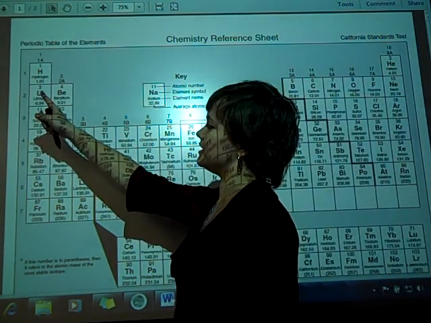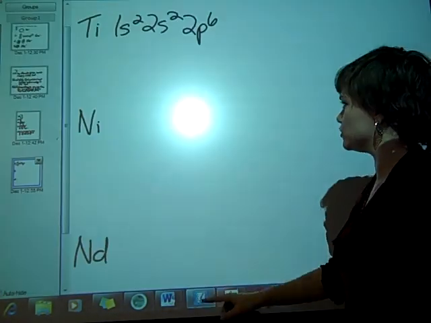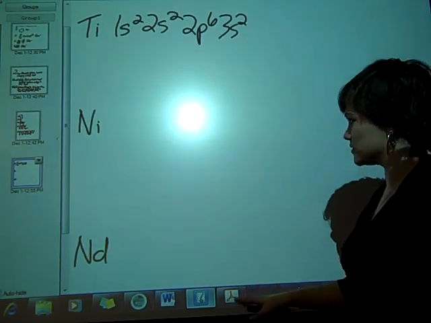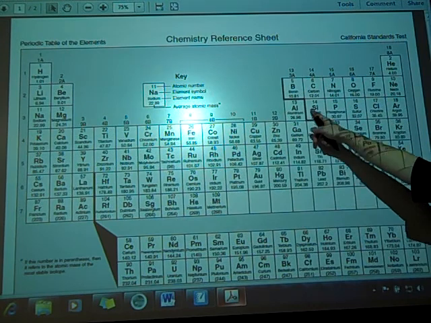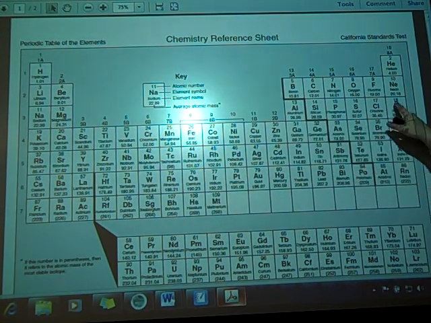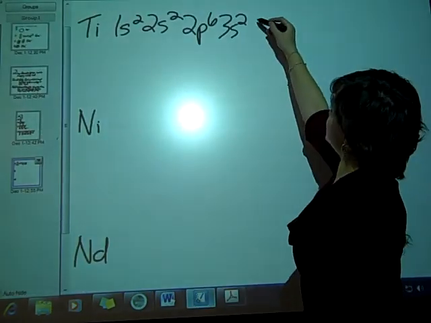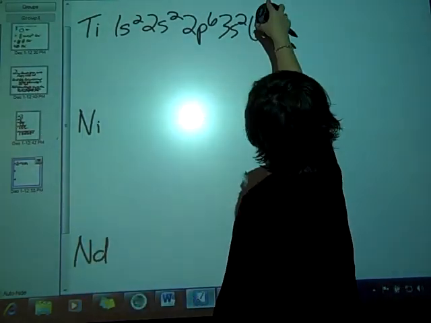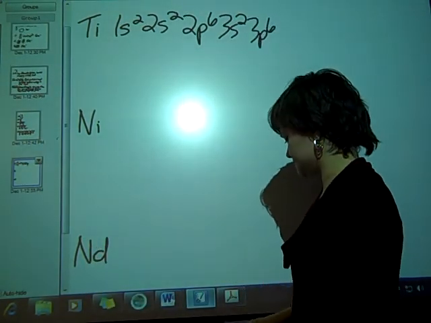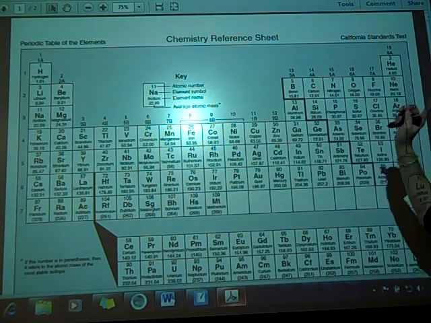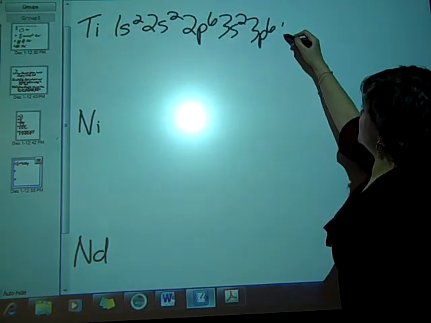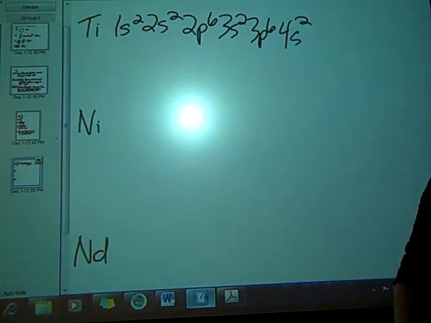Onwards, wrap around, 3s, 3s1, 3s2. Filled up the 3s. Onwards we go. Across the table, I'm still on row 3. This is the p block, 3p. 1, 2, 3, 4, 5, 6. Oops. That's 3p6. Onwards we proceed. 4s, 4s1, 4s2. Filled up my 4s and my writing's crooked.